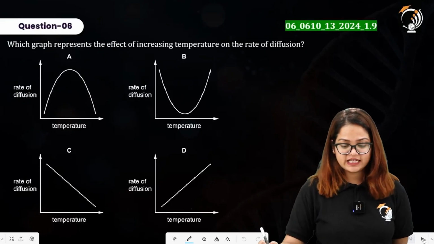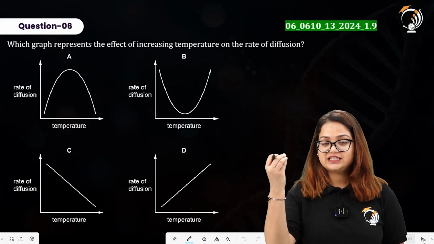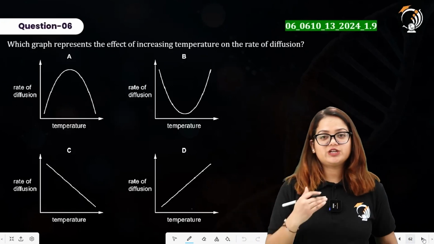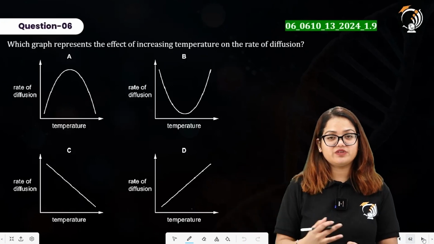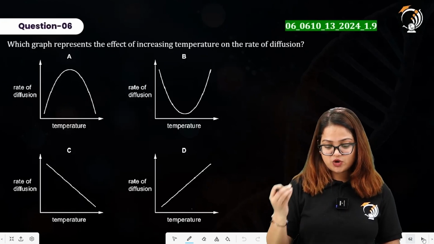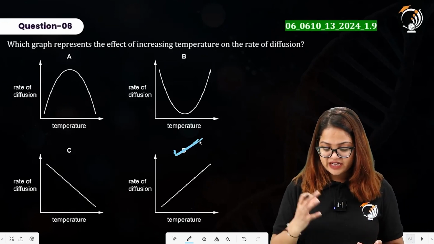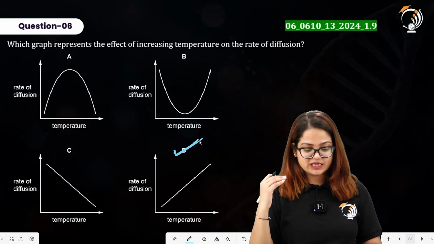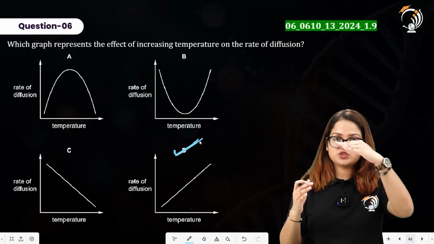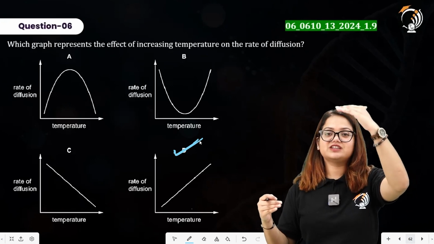Then we have question number 6 that says which graph represents the effect of increasing temperature on the rate of diffusion. With an increase in temperature, there will also be an increase in the rate of diffusion. By further increase in temperature, the rate of diffusion further increases. So the graph should be increasing with respect to temperature. Graph D here represents the right graphical representation, on which the x-axis represents temperature and the y-axis the rate of diffusion. On further increase in temperature, the rate of diffusion further increases.